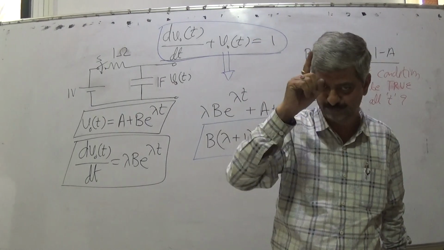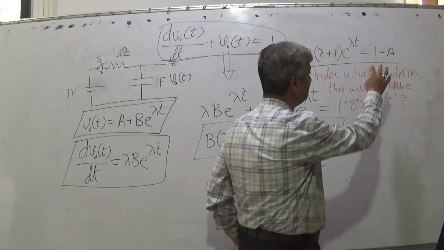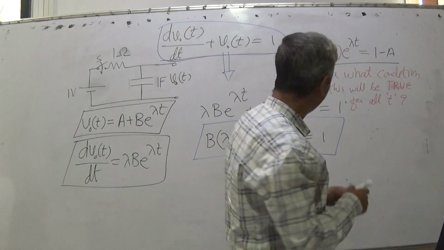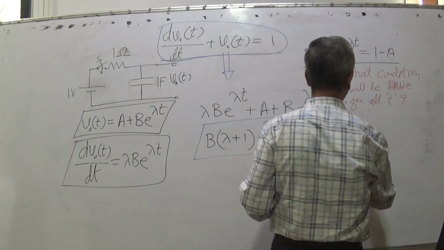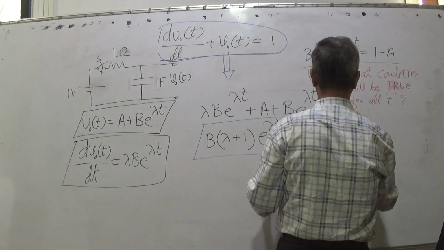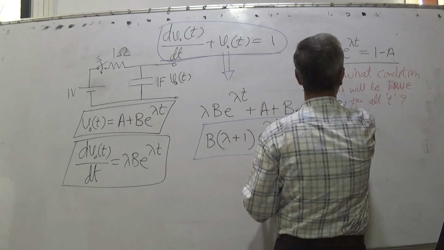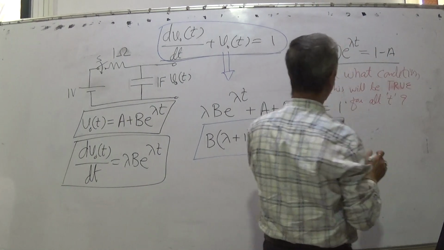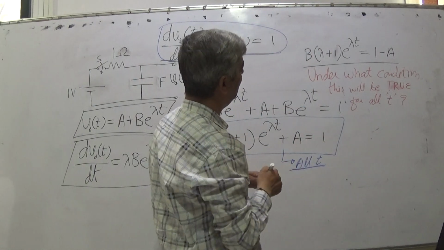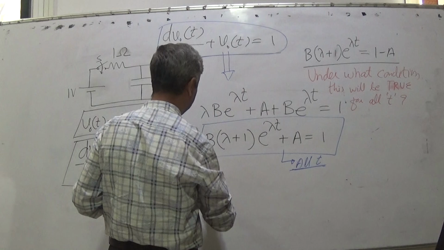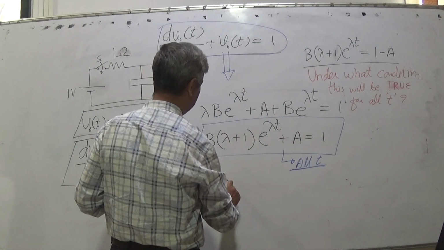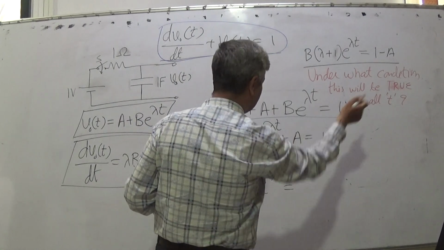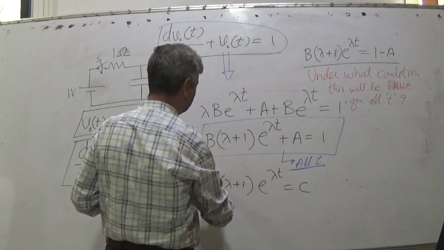I will give a hint. You can pause and you must find the answer. The right hand side is a constant. So I can say 1 minus a. I will make it simpler. I can write simply b into lambda plus 1 e raised to lambda t is equal to 1 minus a. I can say it as c, some constant.